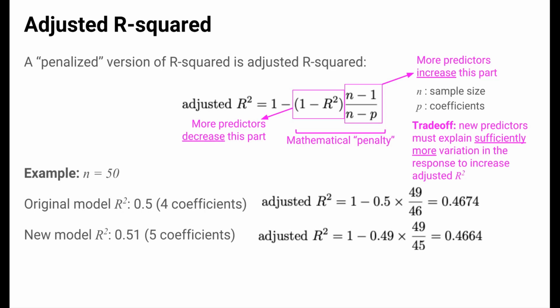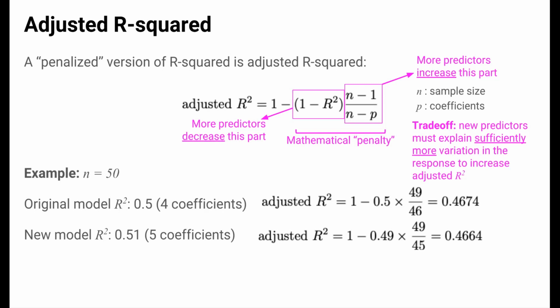So, adjusted R-squared represents a trade-off between the increase in ordinary R-squared and the number of predictors added. Adding predictors only increases adjusted R-squared if they explain sufficiently more variation than the original model. In this way, adjusted R-squared provides a way to fairly compare models with different numbers of coefficients.